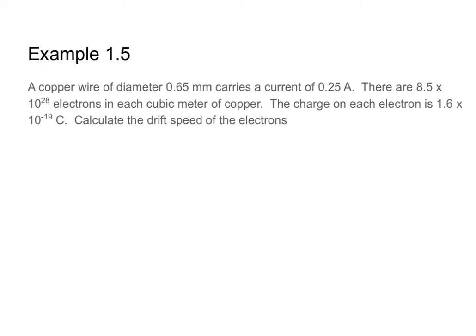This is a little bit of a confusing explanation, but I think it'll make a lot more sense once we work through an example. So in this example, we're going to have a copper wire of diameter 0.65 millimeters carrying a current of 0.25 amps. There are 8.5 times 10 to the 28th electrons in each cubic meter of copper, and the charge on each electron is 1.6 times 10 to the negative 19th coulombs. We are going to calculate the drift speed of the electrons.